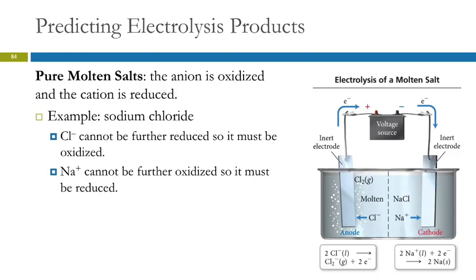Why do we do this in molten sodium chloride and not solid? Does a solid ionic compound conduct electricity? No, because the ions aren't free to move. When you melt it, put it into the liquid state, now the sodium and chloride ions are free to move, and so then you can have electric current flowing through it.